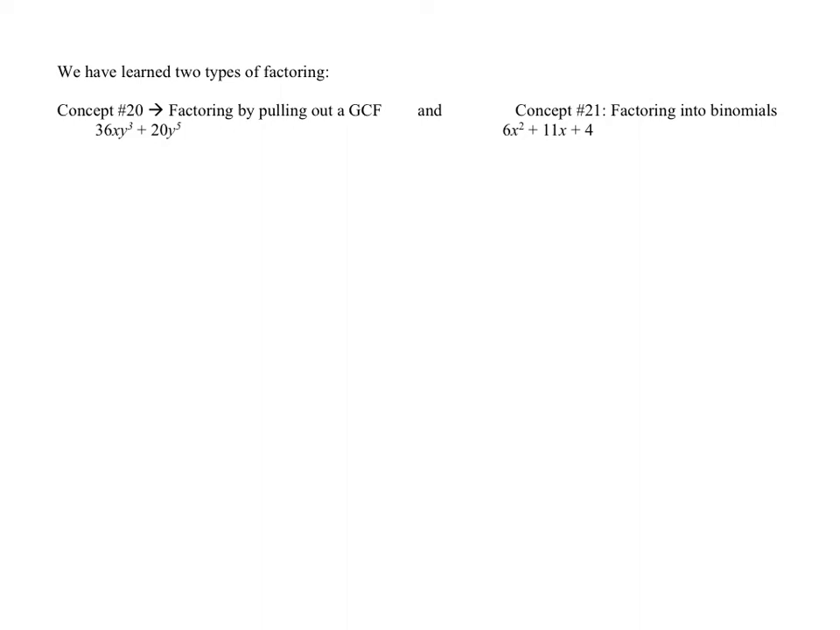Okay, so we have learned two different types of factoring already, and today we're going to talk about putting them both together. But before we do that, let's go ahead and just review. So the very first type of factoring that we learned was factoring by pulling out a GCF.